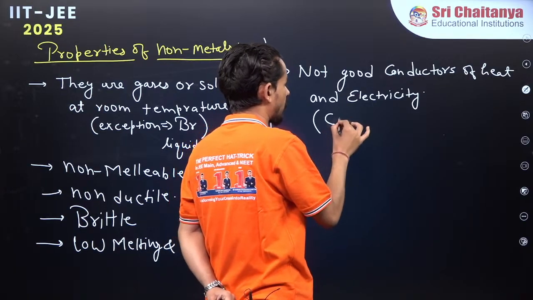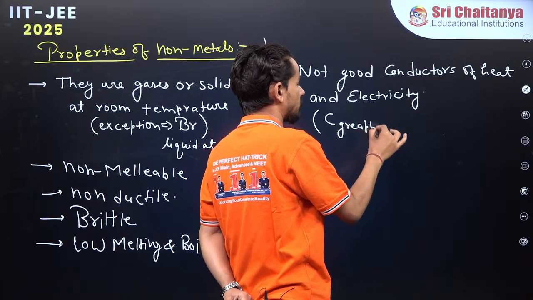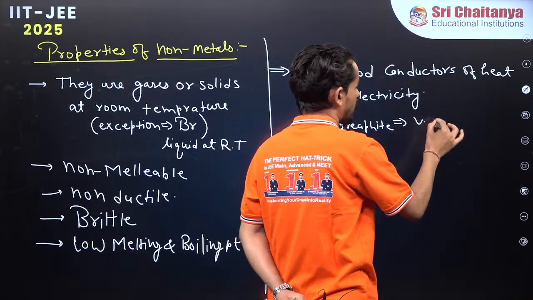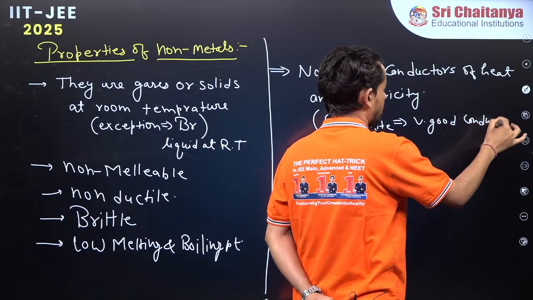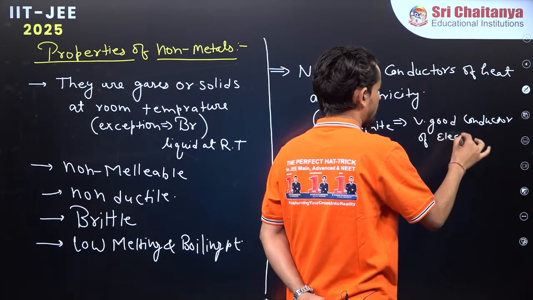Carbon in the form of graphite, despite being a non-metal, is a very good conductor of electricity. Very good conductor of electricity.